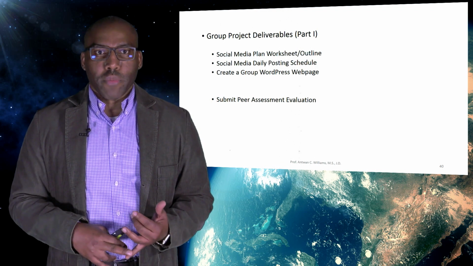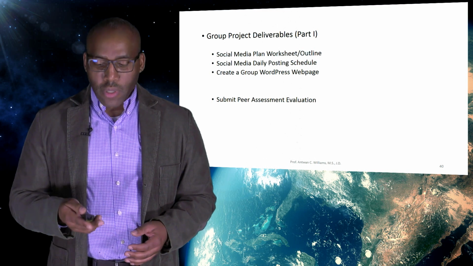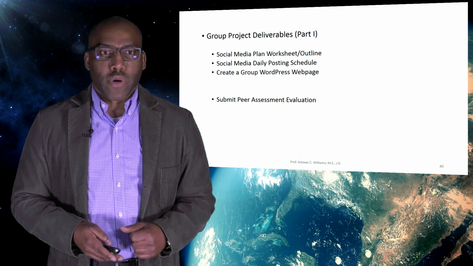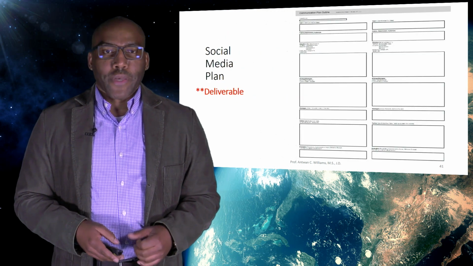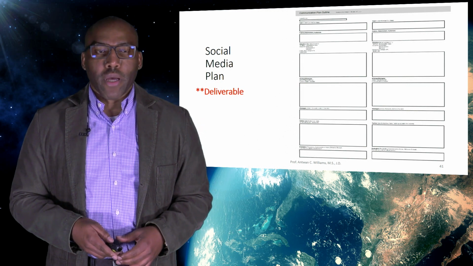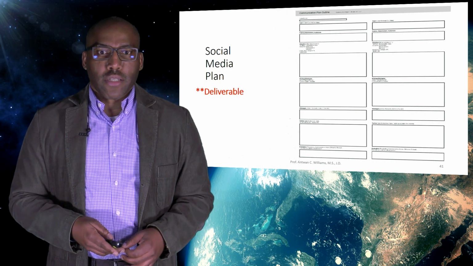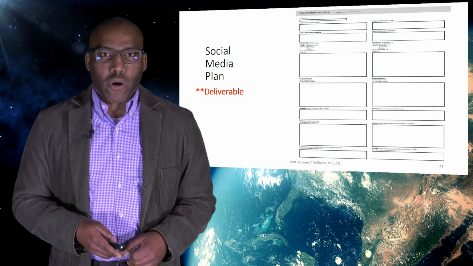You'll turn in the social media outline form. You'll turn in the daily posting schedule. And then you'll create and start working on your group WordPress web page for your group project. This is the form that we'll talk about in the next video. This is the social media plan form that each group will create and complete in the next 2 weeks, and then turn it in by March 5th.